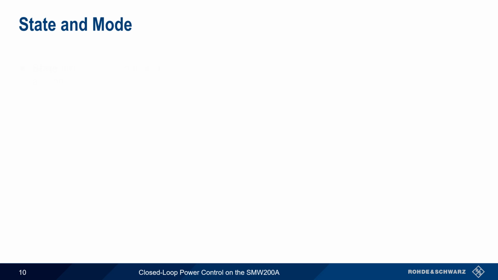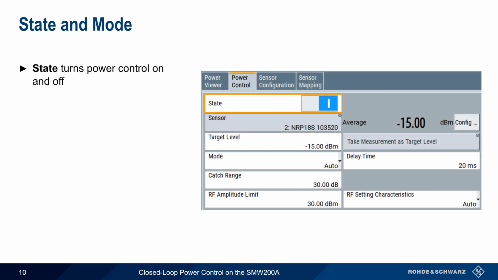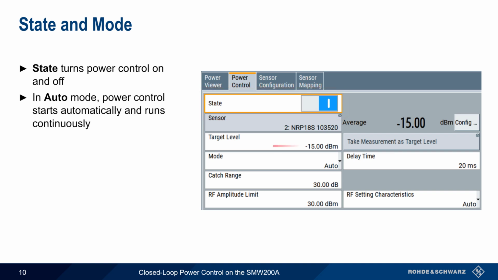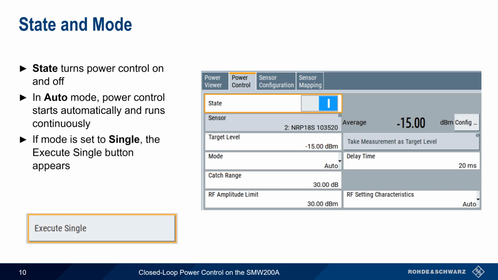Although the sensor power is read continuously, closed-loop power control is only active when the state switch is enabled. Power control can run in two modes. In the default Auto mode, the power control starts automatically and runs continuously, without user intervention. If mode is switched to Single, the Execute Single button appears, which can be used to execute a single power control measurement cycle.